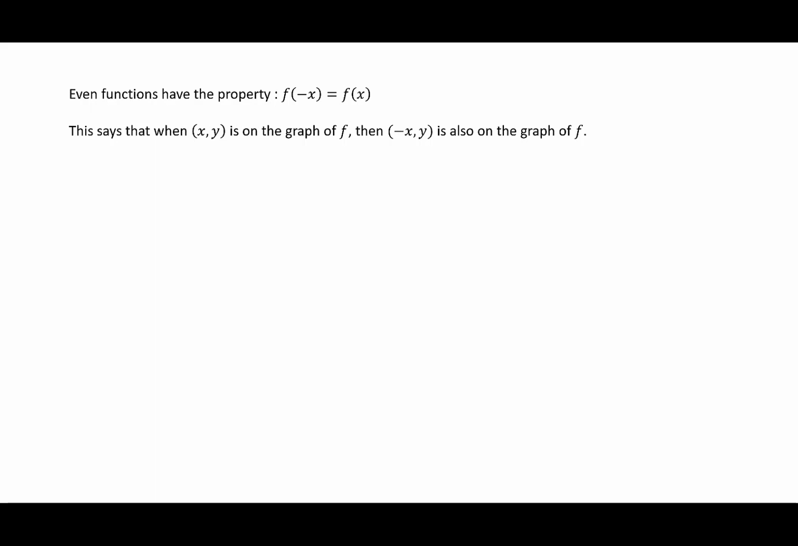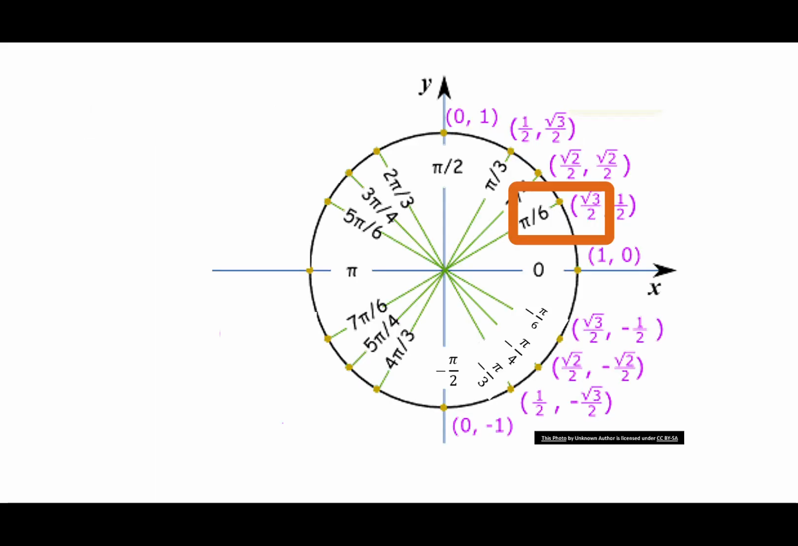This says when the point x, y is on the graph of f, then the point negative x, y will also be on the graph of f. If you look at cosine of pi over 6 and cosine of negative pi over 6, they're both equal to the square root of 3 over 2. Both the positive and negative angle have equal values.